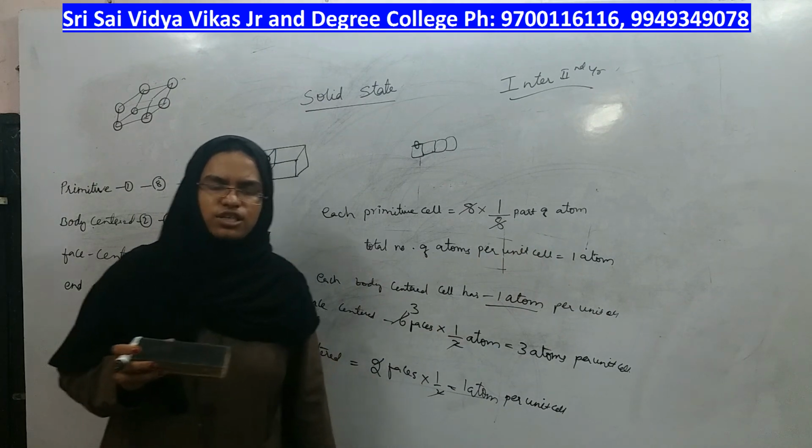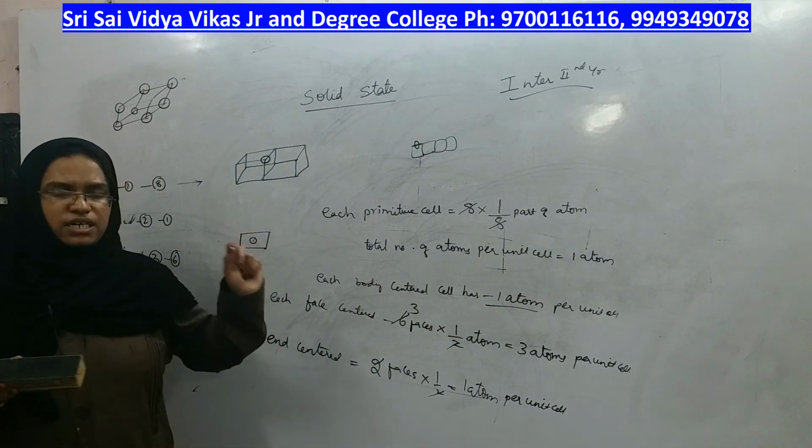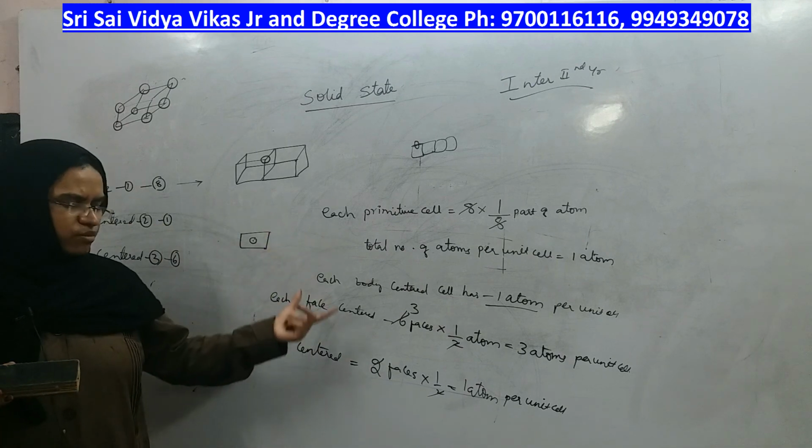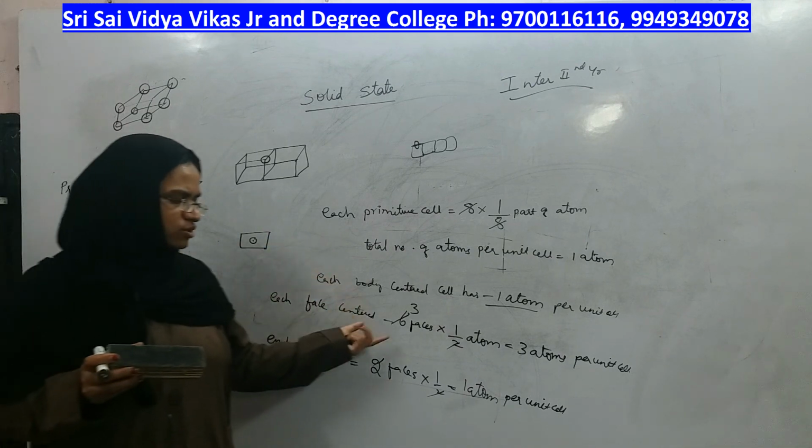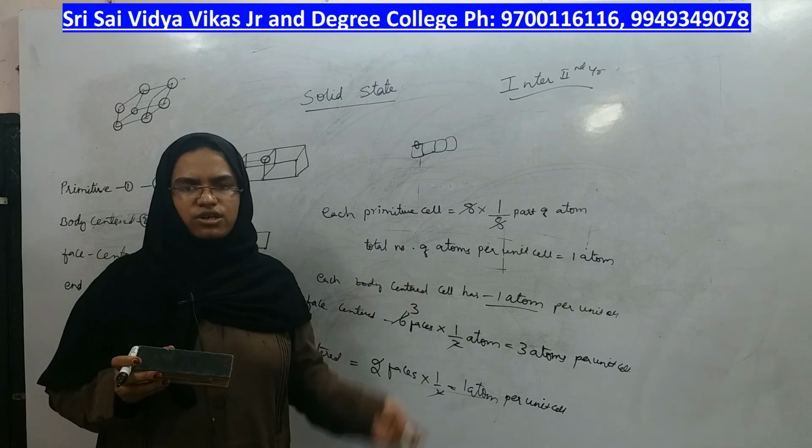So this is the calculation for the number of atoms present per unit cell. It is very important for your 4 marks and 2 marks questions. Please copy this, and we will see the next topic in the next class.